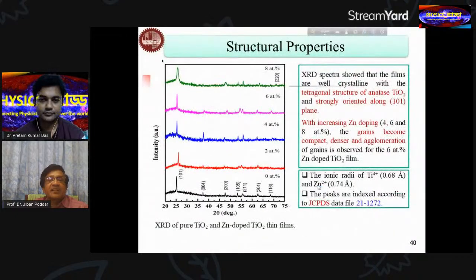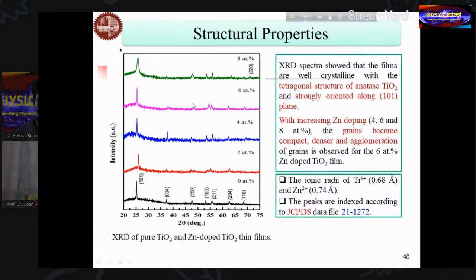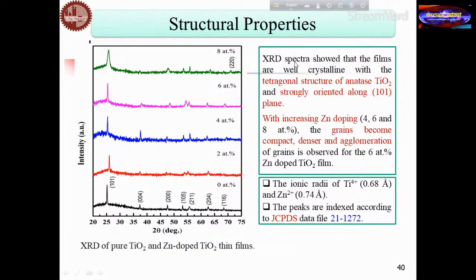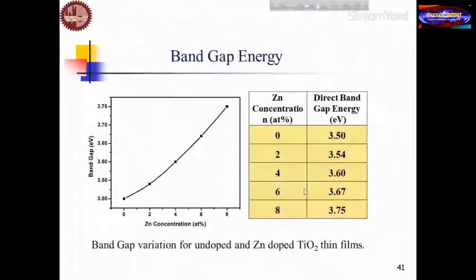And here you see the properties of the titanium dioxide doped with zinc. Here, the XRD tetragonal structure of anatase is strongly oriented along the 101 plane, and with increasing zinc dopant, it becomes compact, denser, and agglomeration at 6% is suitable. And here you see that the ionic radius of titanium is 0.68, and zinc is 0.74, more or less comparable. So zinc can substitute titanium, and this way they can make good form properties of the films.